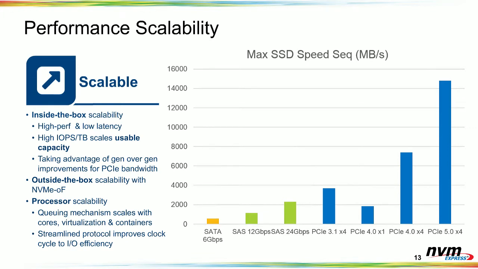PCIe has developed Gen 5 and Gen 6 to keep doubling the bandwidth, and Gen 5 NVMe SSDs will be able to do over 14 gigabytes a second bandwidth, and up to 3.5 million IOPS. So yeah, the scalability keeps continuing to be there.